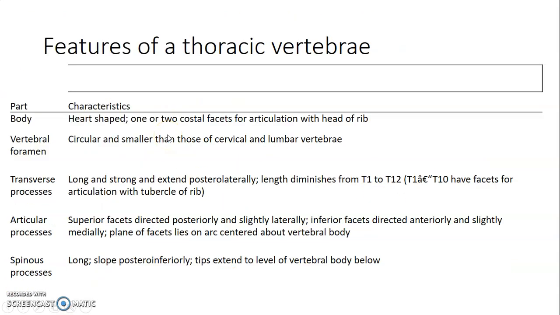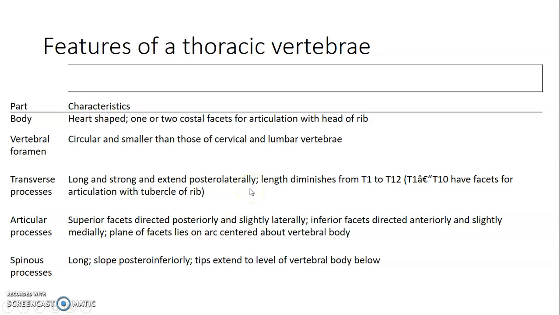So what are the features of thoracic vertebra generally? The body is heart-shaped and has two costal facets for articulation with the head of the rib. The head of the rib articulates at the body. The vertebral foramen is circular and smaller than those of cervical and lumbar vertebrae. Why are they larger in cervical and lumbar? Because of presence of the brachial plexus and the lumbosacral plexus of the spinal cord to the upper limb and lower limbs, respectively. The transverse processes of thoracic vertebra are long and strong and extend posterolaterally.